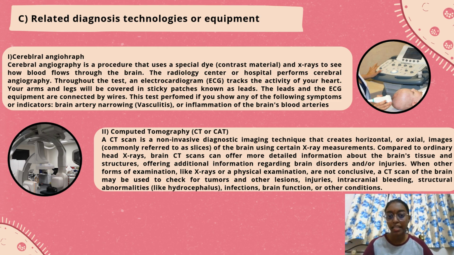Throughout the test, an electrocardiogram (ECG) tracks the activity of your heart. Your arms and legs will be covered in sticky patches known as leads. The leads and the ECG equipment are connected by wires. This test is performed if you show any of the following symptoms or indicators: brain artery narrowing, vasculitis, or inflammation of the brain blood arteries.